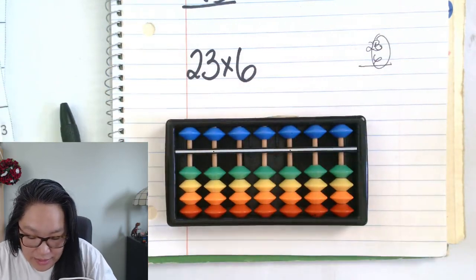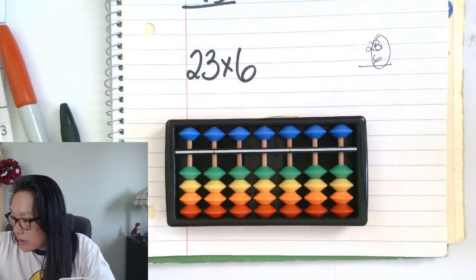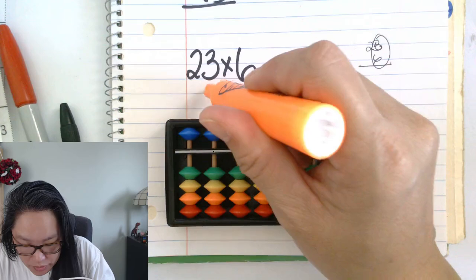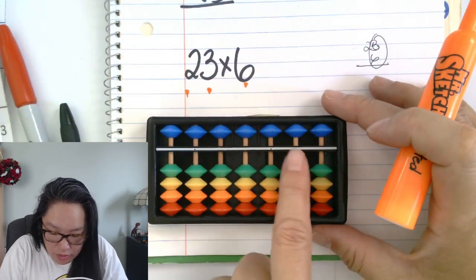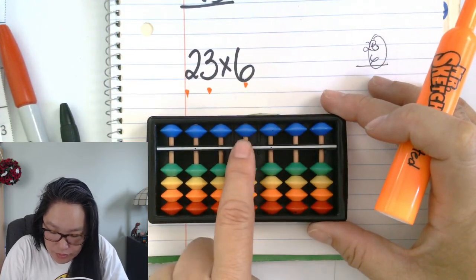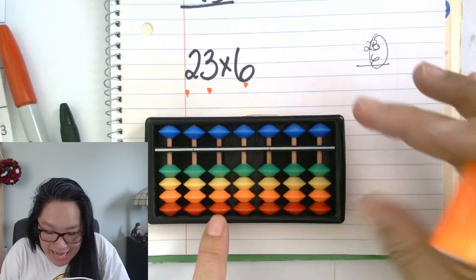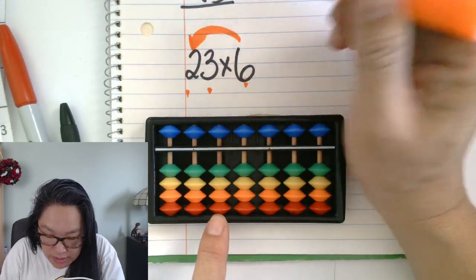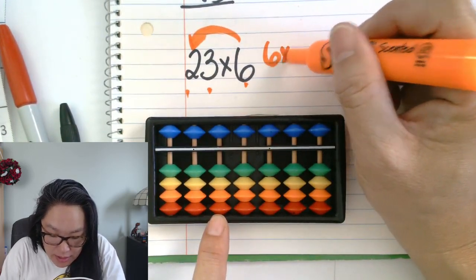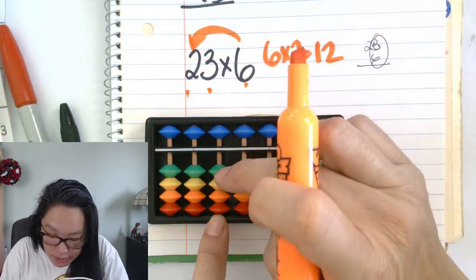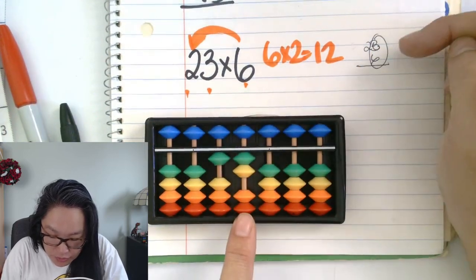So what we're going to do is count our digits. 1, 2, 3. We know we're going to be in the third column, because that's where we're going to go. Now we're going to do 6 times 2. 6 times 2 is equal to 12. All we got to do is add 1 and then add 2. That's it.